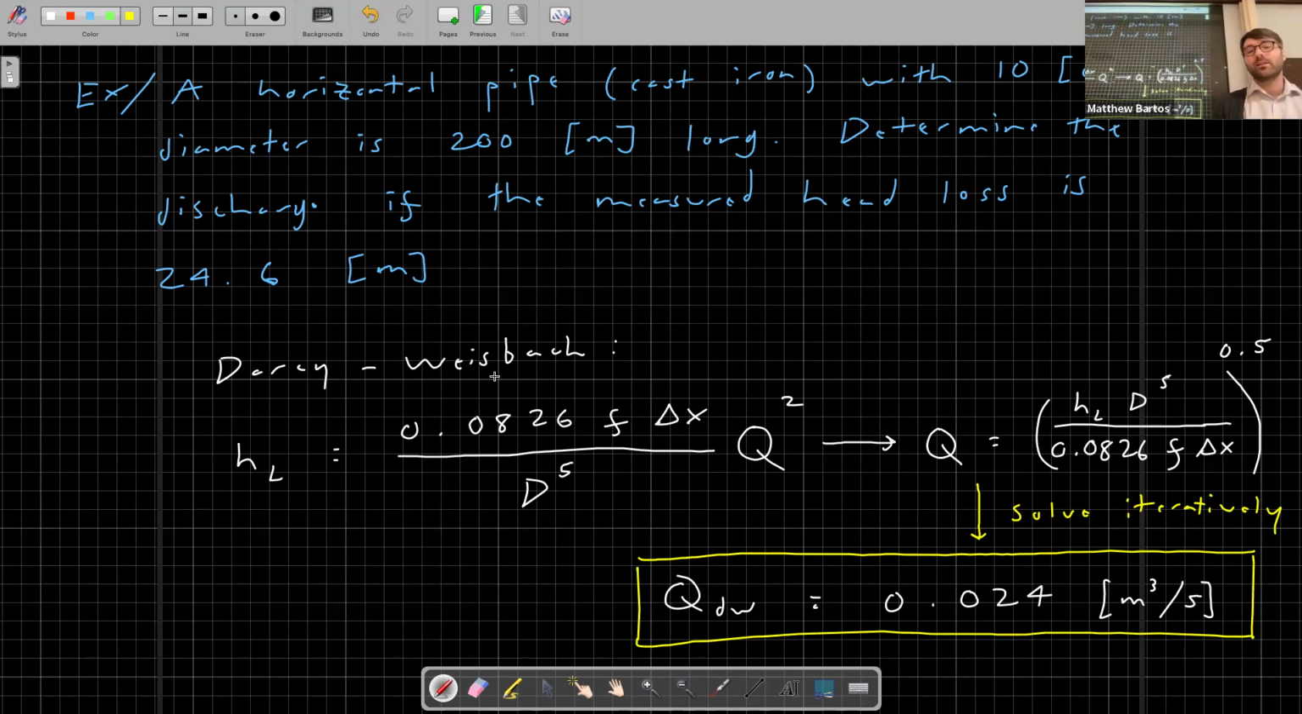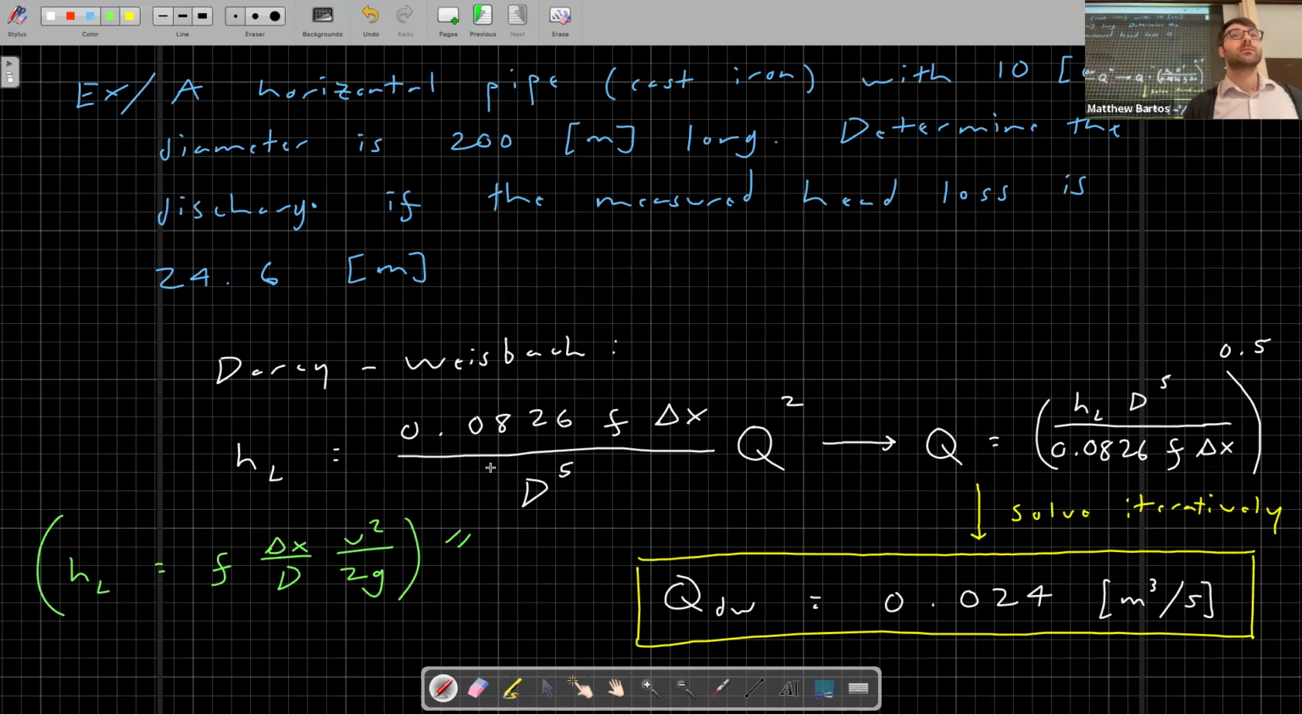Note that this expression here for the head loss is the same as the one we've been using. So this is ultimately the same thing as HL is equal to F times delta X over D times U squared over 2G. These two things are the same. I've just expanded out all of the constants into this 0.0826 value, and I'm expressing it in terms of discharge instead of velocity. Just note that sometimes this form is more convenient to use.